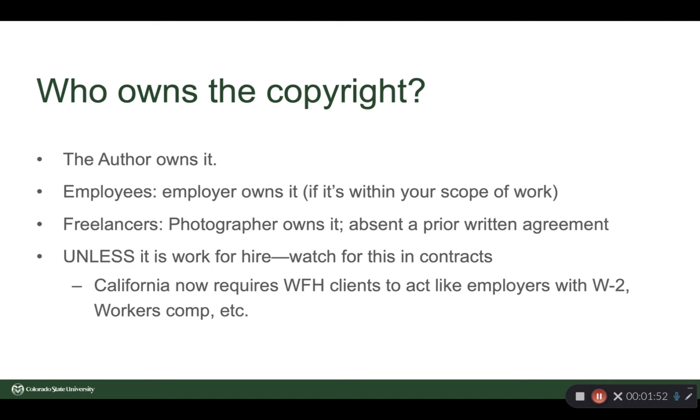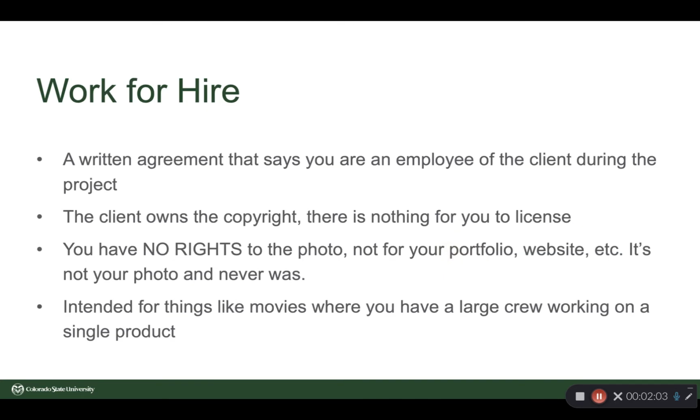A work for hire means that the client owns the images. California now requires work for hire clients to act like employers with giving you a W-2 and workers' comp insurance. It's a written agreement that says you're an employee of the client during the project. The client owns the copyright. There is nothing for you to license. You have no rights to the photo, not for your portfolio, not for your website. It's not your photo, and it never was. It was intended for things like movies, where you'd have a large crew working on a single project, and publications have adopted this as a way to get control over photographs.